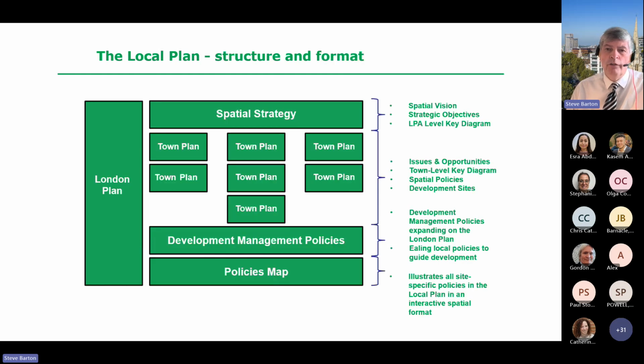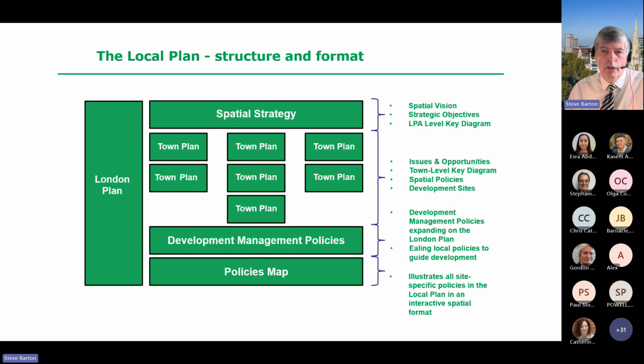Now, in terms of the structure and format of the local plan, the most important thing to emphasise from the outset is that the London plan is an integral part of our development plan, and there's absolutely no need to duplicate or replicate policies in the London plan. And indeed, our local plan must be in general conformity with the London plan. That's an absolute imperative. So we don't repeat policies in Chapter 5. We seek to either introduce new policies or variations to the London plan where appropriate.